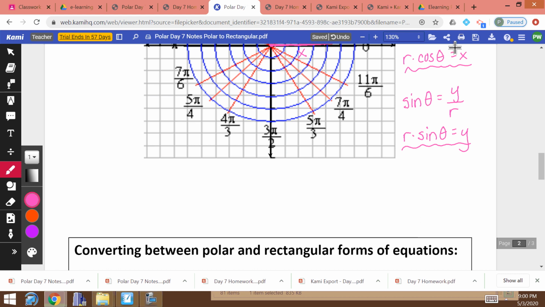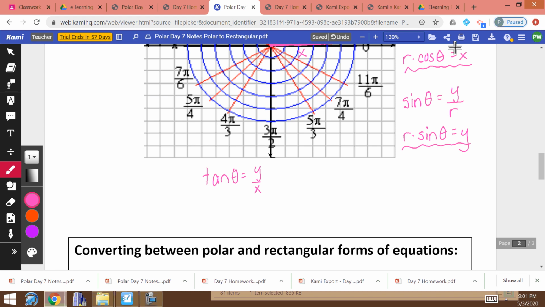We could definitely do the tangent. The tangent is y over x. This one, we've done this already. We know this is how we do our tangent. We might use it every once in a while. It's probably not one of our main ones. It might be helpful if you have a tangent, but generally speaking, we don't use it as much.